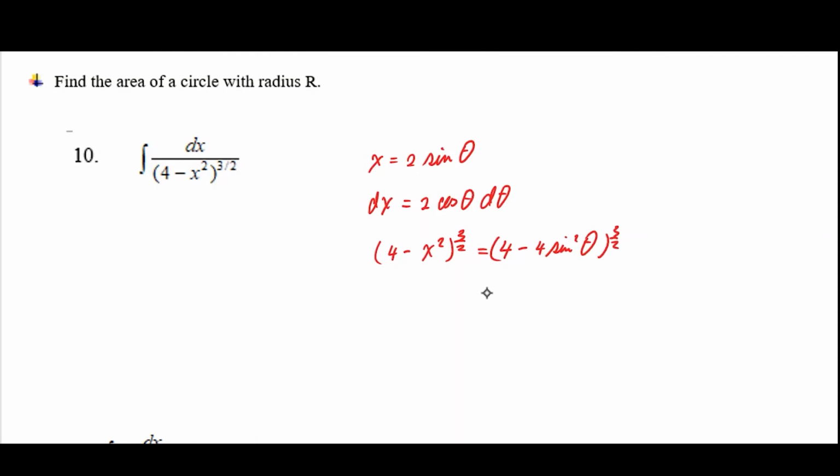3 over 2, which becomes 4 cosine squared. You know what I'm saying? So far, so good. And that thing, of course, is 8 cosine cubed theta. Too much trick identity?